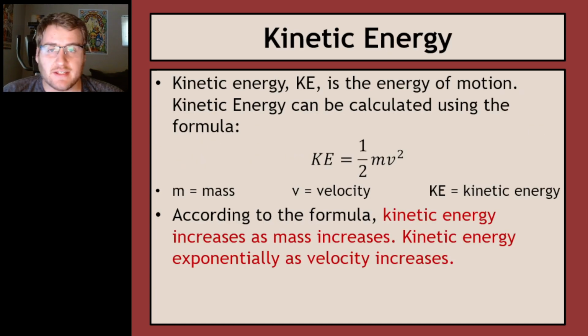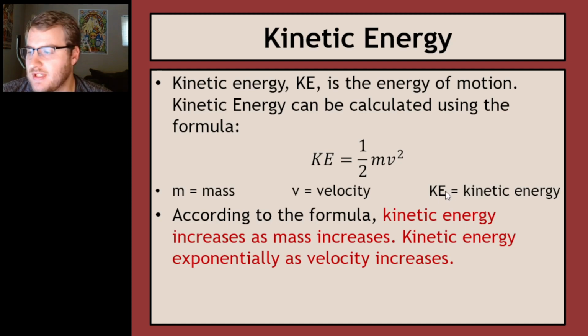This leads into kinetic energy. Kinetic energy, you'll see it abbreviated either just capital K or capital KE, which is what I prefer to use, is the energy of motion. Kinetic energy can be calculated using this formula: kinetic energy is equal to 1/2 mass times velocity squared. So this is how you calculate how much energy something has. The more mass it has, the more kinetic energy you have. The more velocity you have, the more kinetic energy you have.